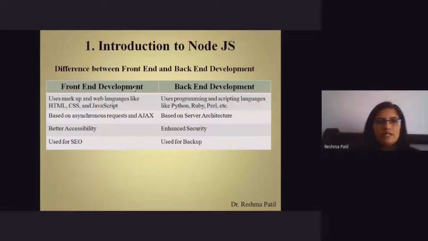So here, front-end development uses markup and web languages like HTML, CSS, JavaScript. Using these languages, we create the front-end environment, which we show to the user or client. And the back end uses programming and scripting languages like Python, Ruby, Perl. Using these we can develop the back-end environment.